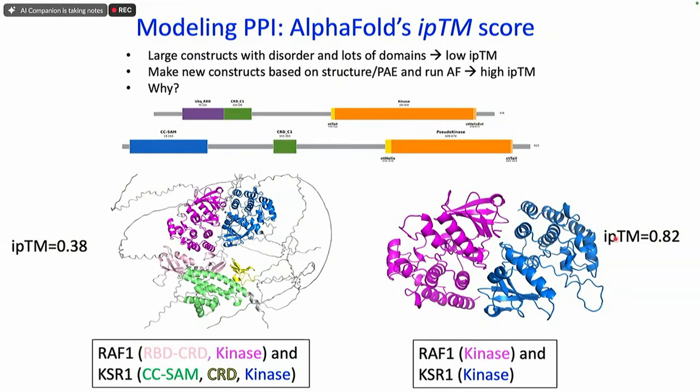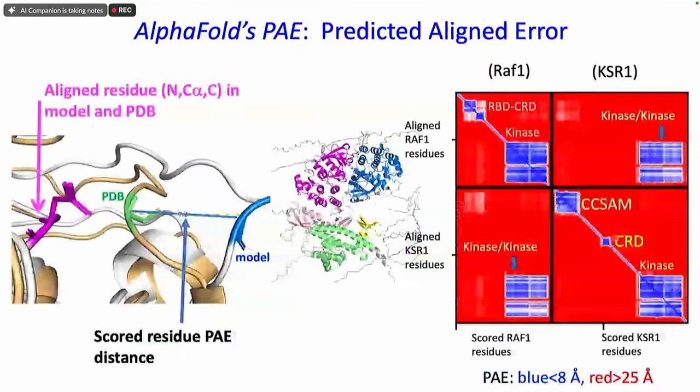Why is this and how could we fix that? That's not helpful when we want to use this program. So this score is based on something also that AlphaFold puts out, and it's called the PAE, the predicted aligned error. So let's look on the left-hand side. What does that mean? If I align a predicted structure and an experimental structure on one residue, just the N, C alpha, and C atoms of one residue, so that's what I've done here.